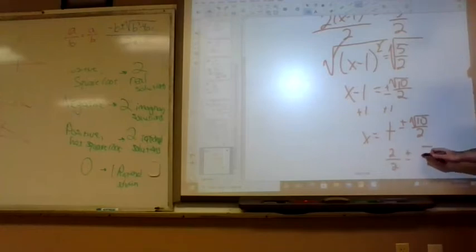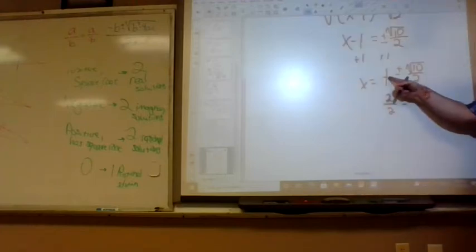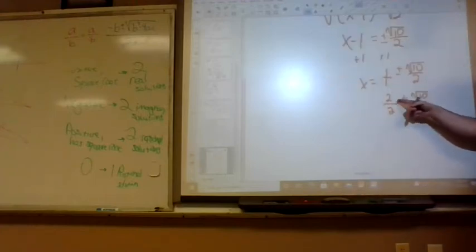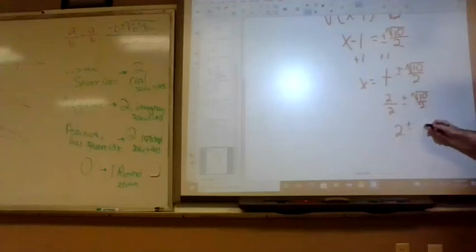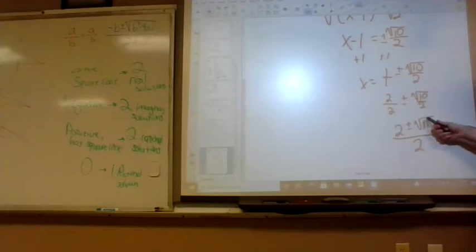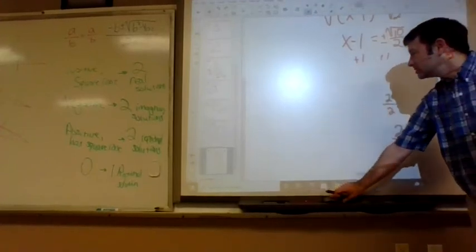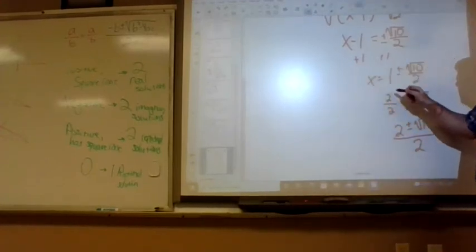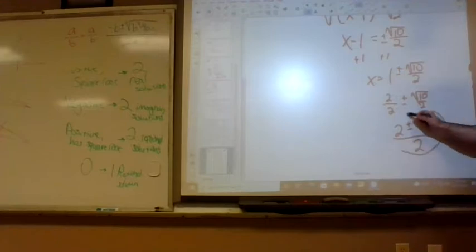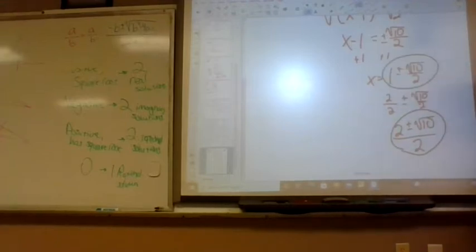If you have a common denominator, you can actually put those together. 1 becomes 1 over 1 or 2 over 2, so you could actually put those together. I just want you guys to see this. 2 plus or minus square root of 10 over 2. That's another way. I think the way we had it at first is probably a little simpler. But these are the same thing.